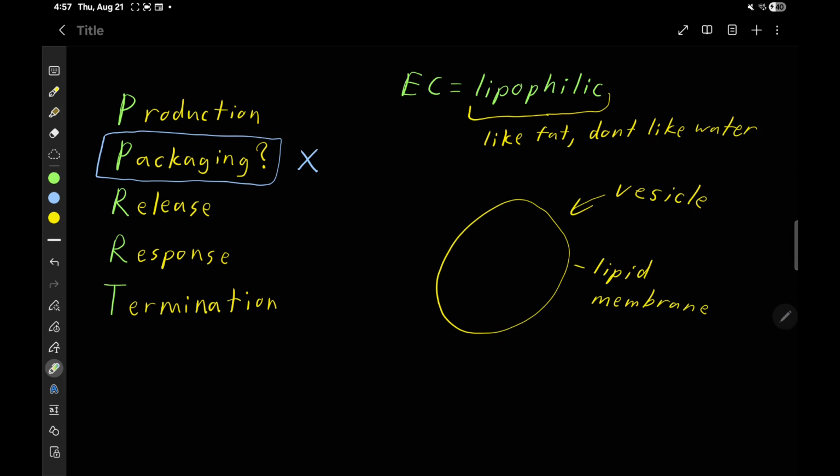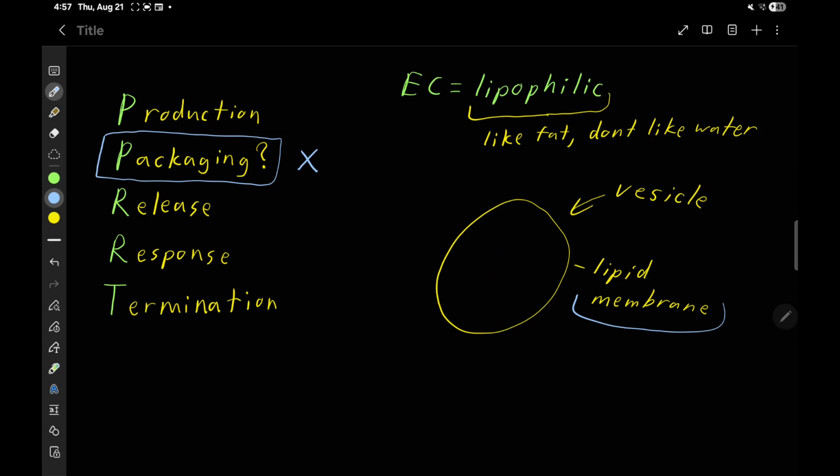So usually messenger molecules that are packaged, like histamine, they are hydrophilic. Hydrophilic means that it likes water and it does not like fat. So what that means is if you have your histamine inside a vesicle which has a lipid membrane, because this histamine is polar and hydrophilic, meaning it likes water but doesn't like fats, it cannot escape through your lipid membrane because it doesn't like lipids. It's not going to be able to pass through this lipid layer. It's blocking it from exiting.